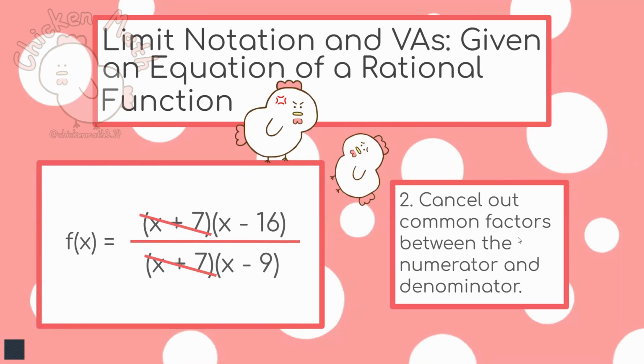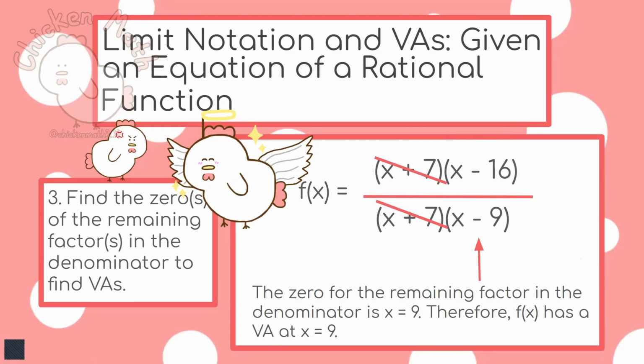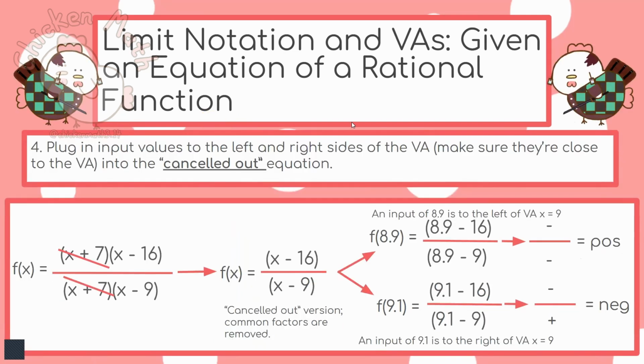The second step is to cancel out common factors between the numerator and the denominator. So x plus 7 is present in both the numerator and the denominator. You're going to cancel those out. All right, so step 3 is find the zeros of the remaining factors in the denominator to find the vertical asymptotes. So the last factor in the denominator is going to be x minus 9. So our vertical asymptote is going to be at x equals 9, because if you plug that in, that just makes the denominator 0.